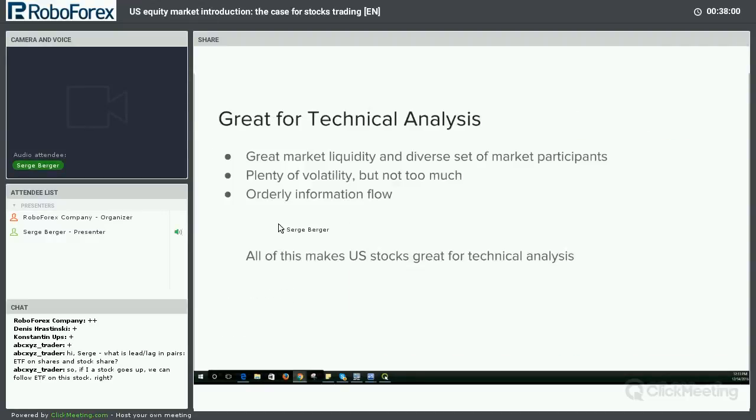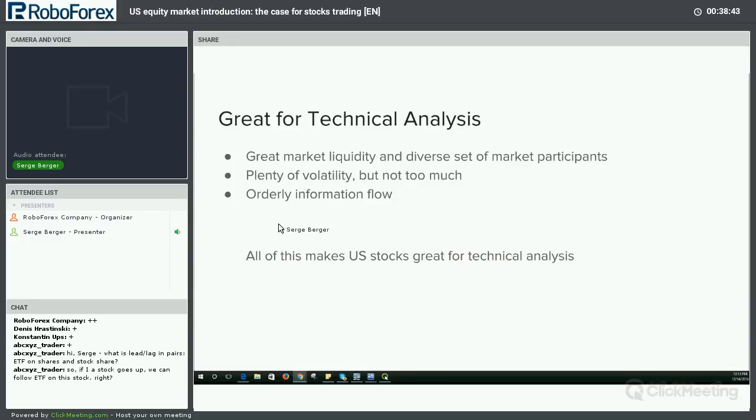All right, now let's talk about another really important point, and that's technical analysis. I'm assuming that a lot of you are using, at least in part, technical analysis when you trade currencies. And as much as technical analysis can work better or worse depending on the environment in currencies, for US listed stocks, particularly your large and mid cap stocks and small cap stocks for that matter, technical analysis works very, very well. Part of the reason it works so well is the great market liquidity and the diverse set of market participants.